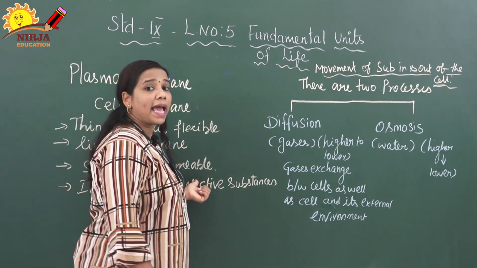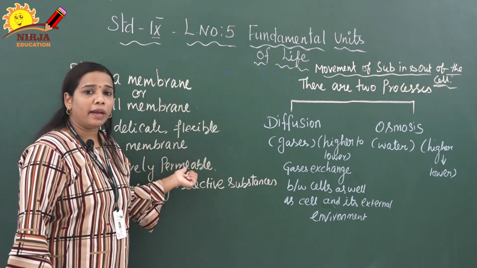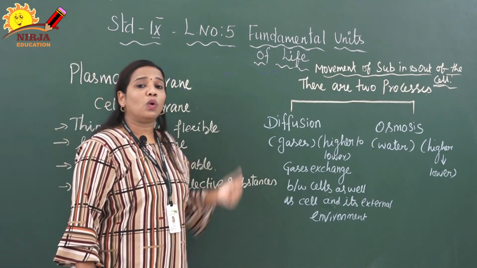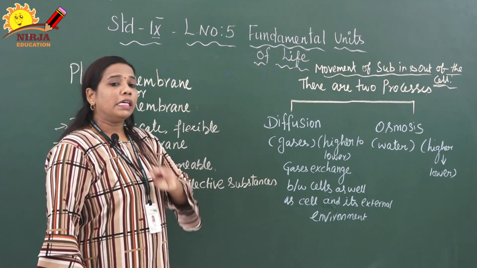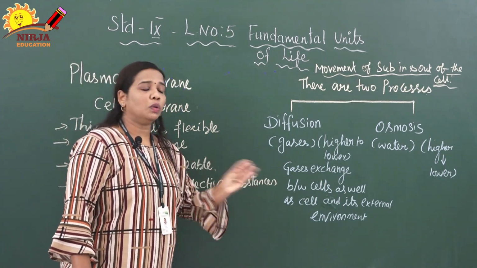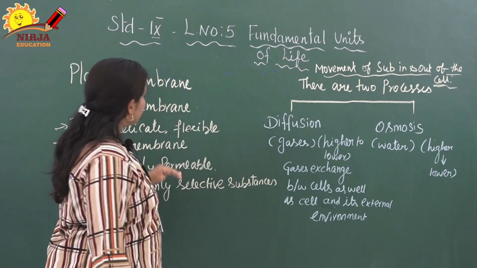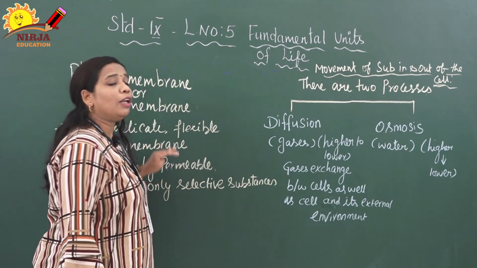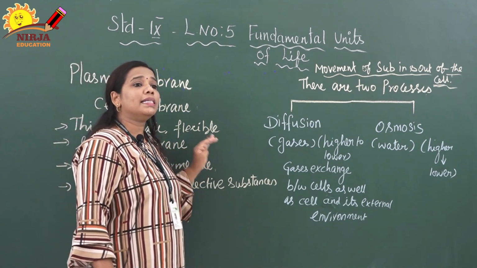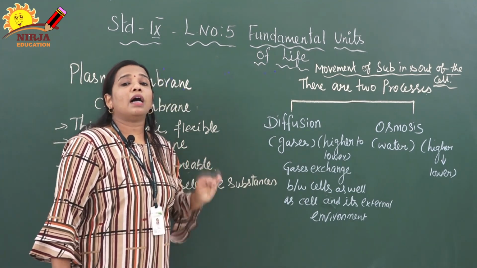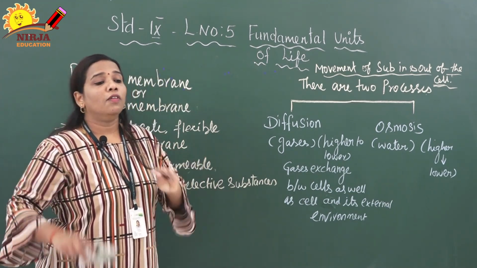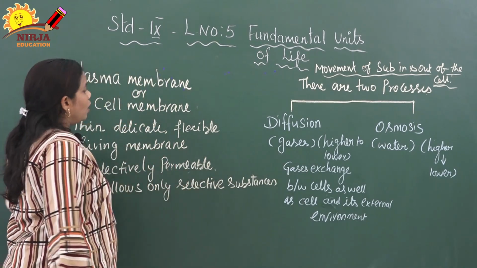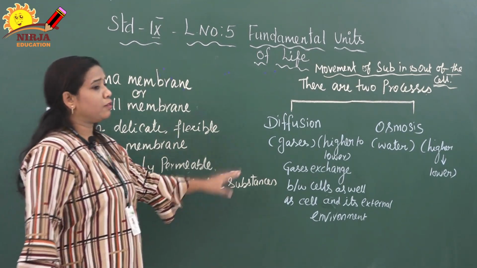The plasma membrane acts as a selectively permeable membrane. Why is the plasma membrane called selectively permeable? It allows only selective substances from inside the cell to outside or outside to inside. So this is the main point of the plasma membrane: it acts as a selectively permeable membrane. It allows only selective substances from the outside environment to inside or inside to outside.